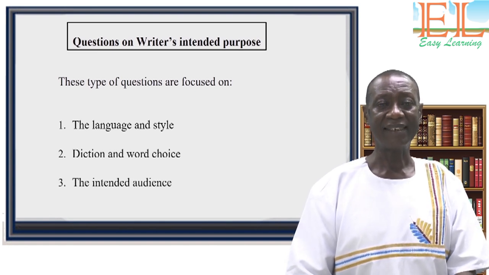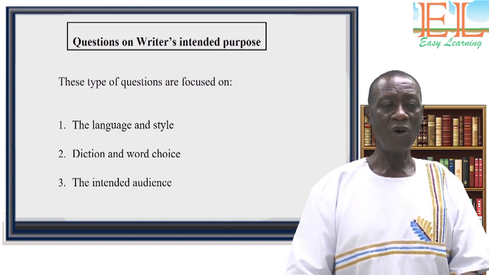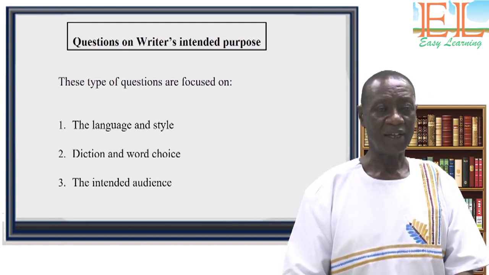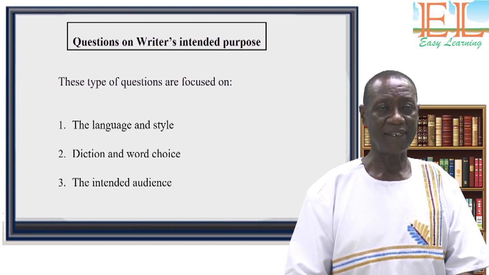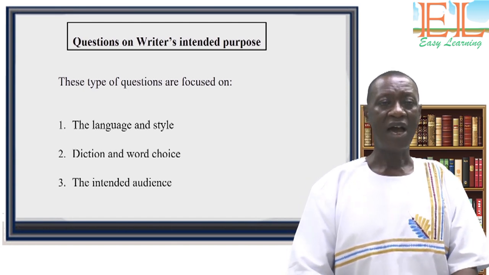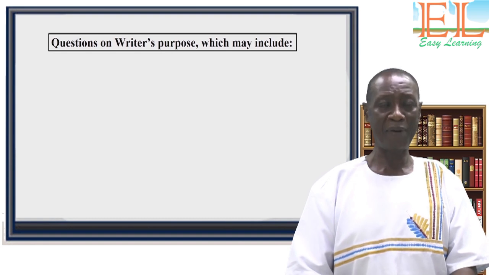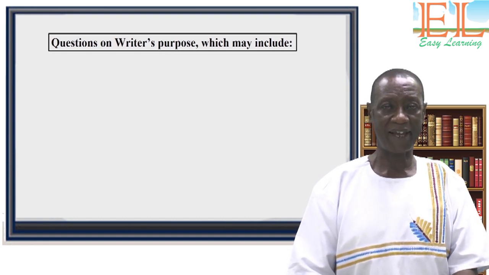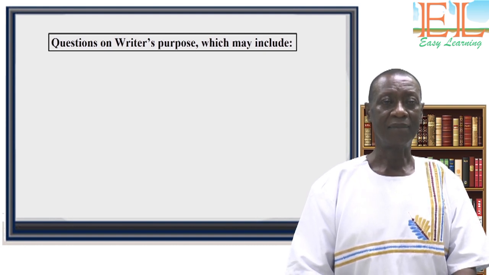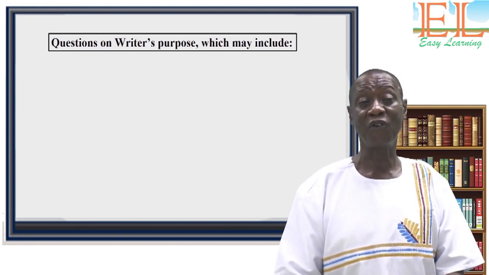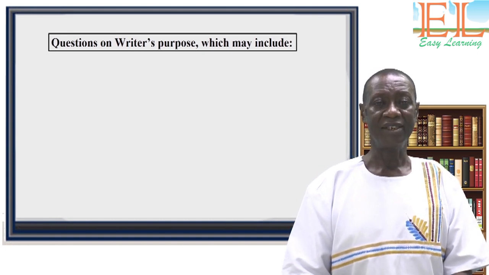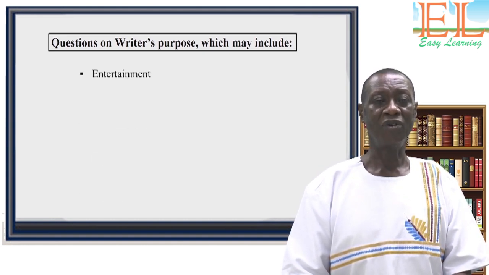Then, the writer's intended purpose may also be for the audience. Look at what is given for the audience. Now, questions on the writer's purpose. Why does the writer produce this piece of work? Sometimes most of these works are produced for entertainment. So if you read, a question may be asked on the purpose.